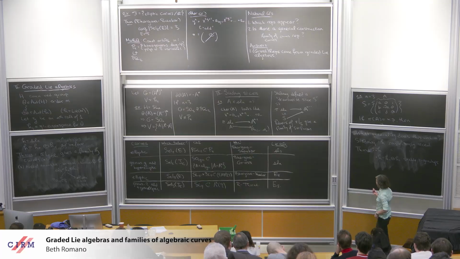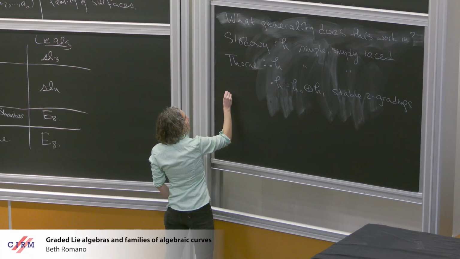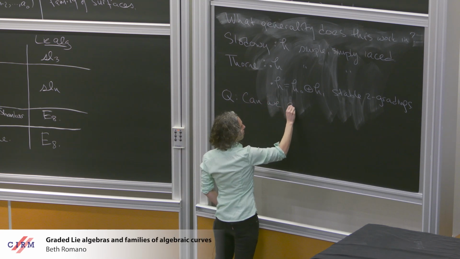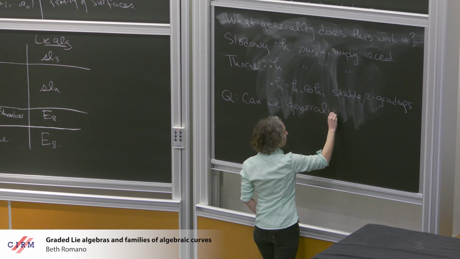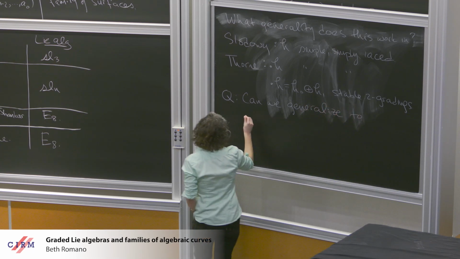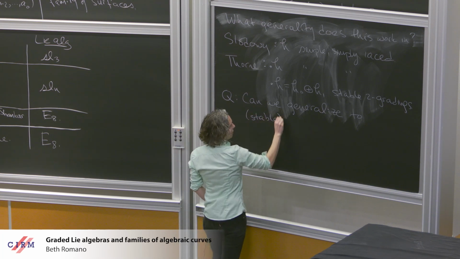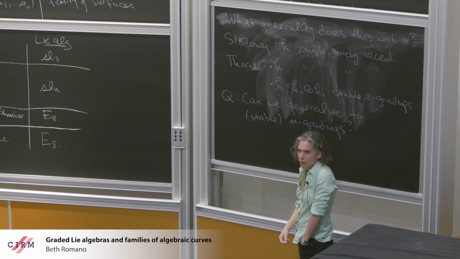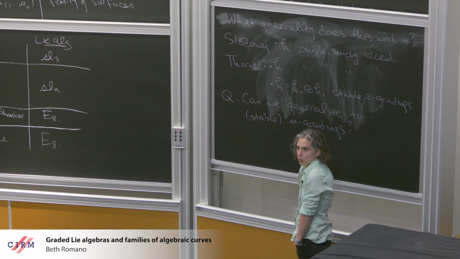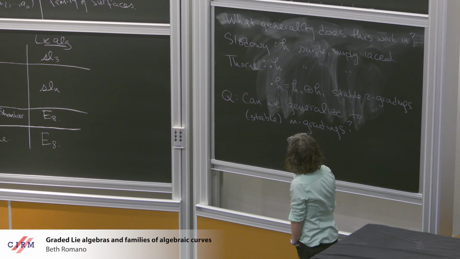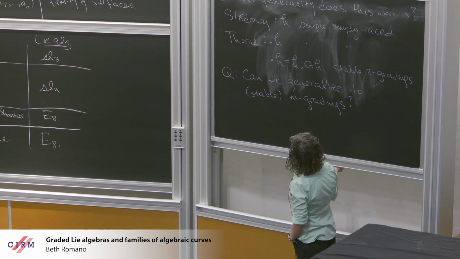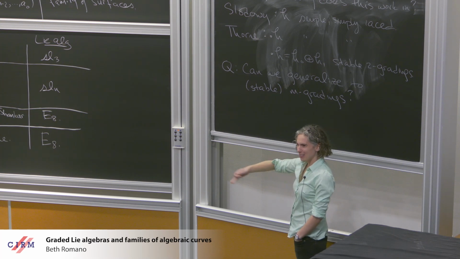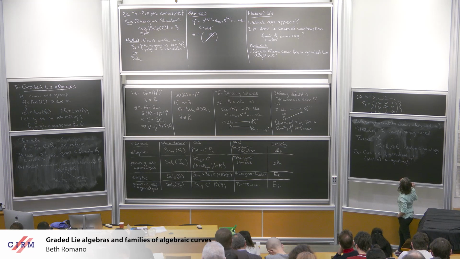So the big question is, can we generalize this to stable M gradings for arbitrary M, but also for non-simply laced Lie algebras, right? Like what happens if you look at a non-simply laced Lie algebra? Okay, and I don't have all the answers, but I'm going to tell you a little bit about what you have to do to get there and what we have so far.